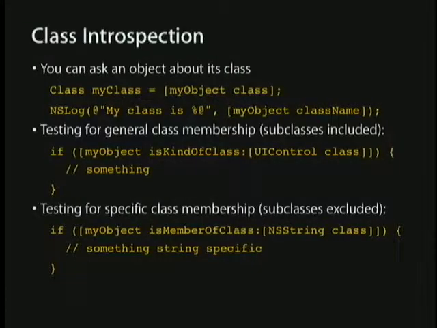So, working with classes. You can ask an object about its class, and you can actually do a bunch of cool things with this. You can ask both for the class and the class name. If you ask for the class name, you'll get an NSString back that is just the name of the class for that particular instance. If you ask for the class, you'll get the object back that is the singleton instance of that class.